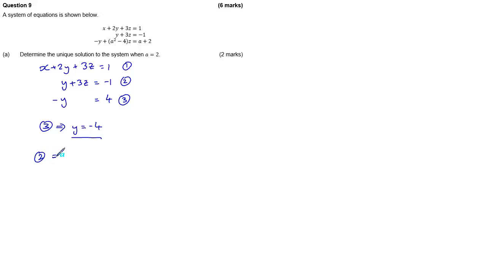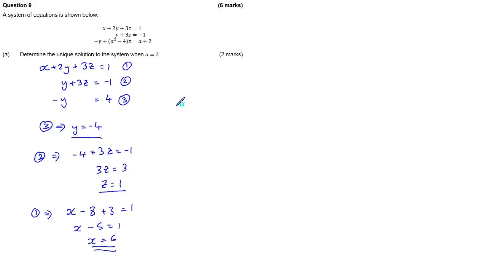Substitute in 2. -4 + 3z = -1. So 3z equals 3 and z equals 1. And then substitute that into 1 and we get x - 8 + 3 = 1. So x - 5 = 1 and therefore x is 6. So we get x is 6, y is -4 and z is 1.